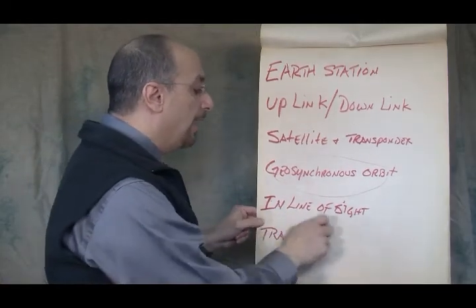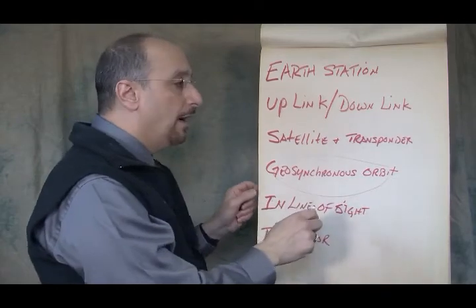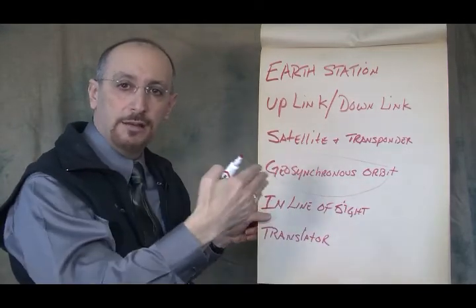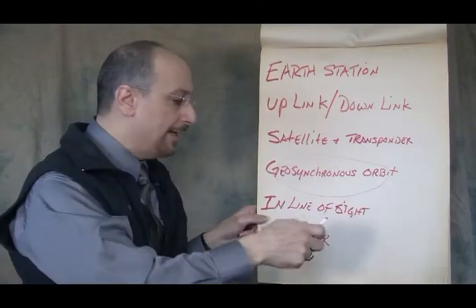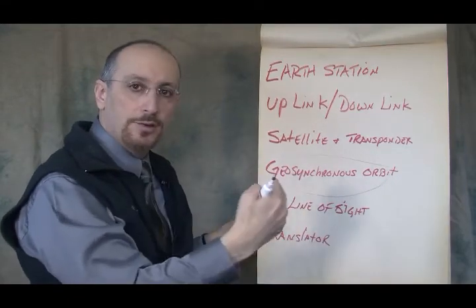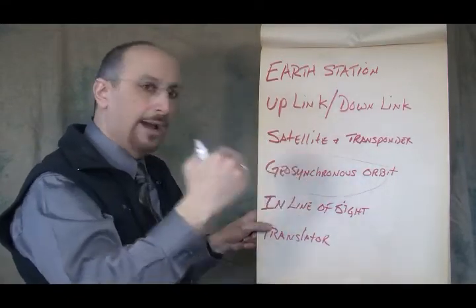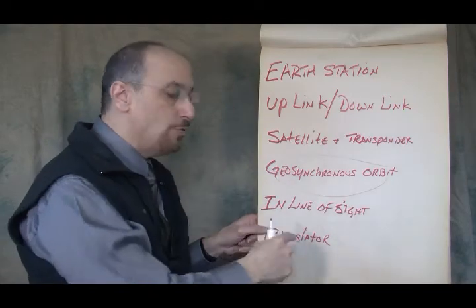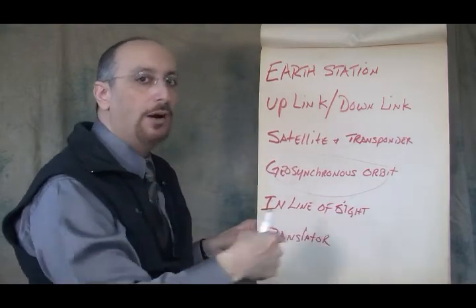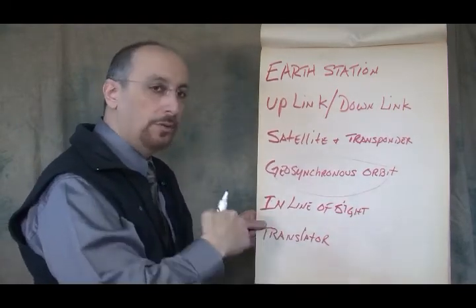The next thing is line of sight. The idea of nothing obstructing the signal from one antenna to the next antenna is line of sight. If there's a forest or a mountain or a hilly terrain, the signal is going to be obstructed, then you're not in line of sight. If you are in line of sight, then you will receive those signals.